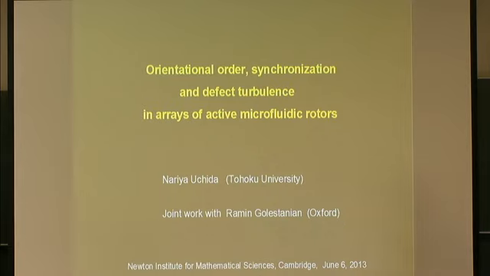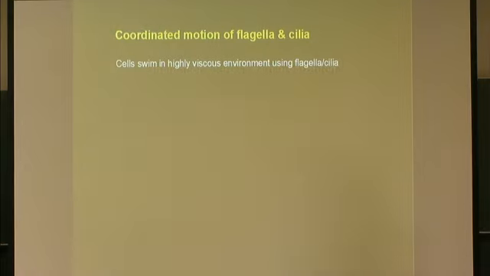So what I talk about today is joint work with Ramin Golestanian in Oxford. It's related to a couple of topics already discussed in this program. One is active nematics, its orientational order out of activity, and the other is swimming at low Reynolds number. Professor DeSimone has already given a nice summary of this subject a few days ago, so I will not repeat too much. But the point is that unicellular organisms swim in a highly viscous, non-inertial environment using active filaments called flagella or cilia.